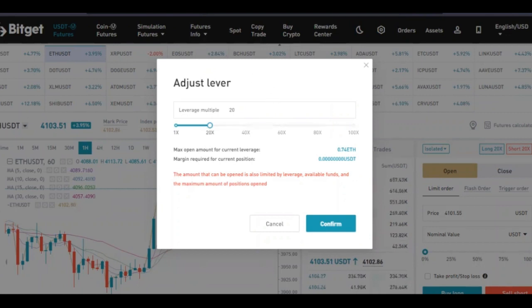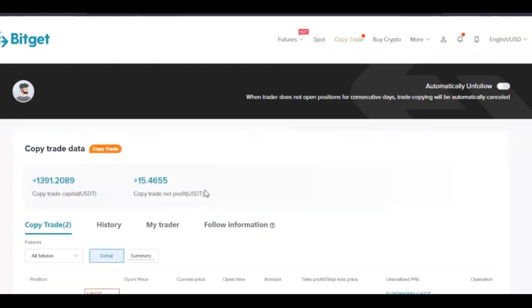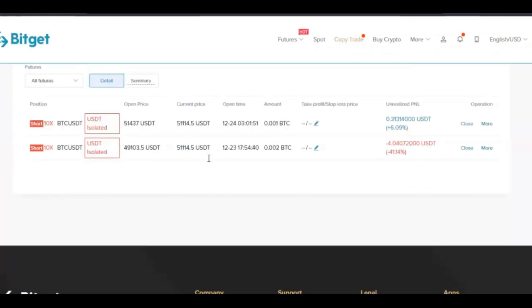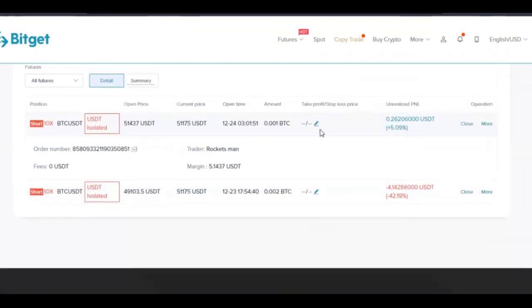And you can equally monitor the trade. You can use the mobile app of the Bitget platform to monitor your trade. If I come in here to copy trade, and I go to this copy trade here, these trades that are running here, if for instance, I want to close and take profit at this 26 cent, I can just go ahead and click on close, and it will close. If I click on more here, I can come in here where it says, you see this pencil icon here. If I click on it, I can edit my take profit levels and my stop loss level.